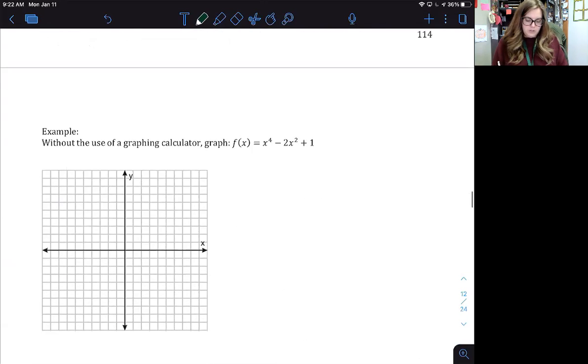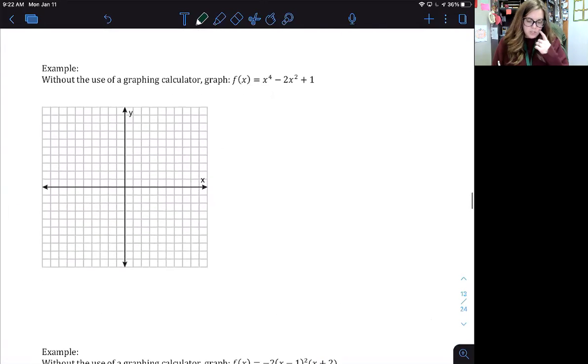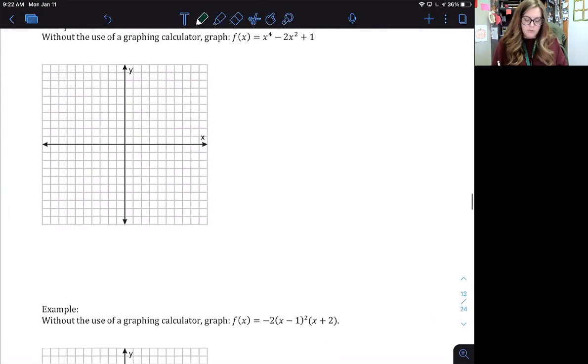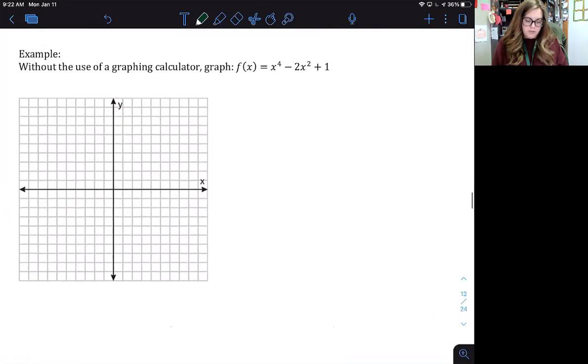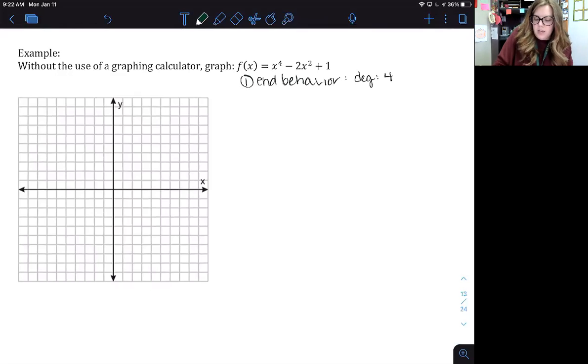All right. So we have two examples. And let's just do this. Let's do the first one. Okay. So without the use of a graphing calculator, graph the function x to the fourth minus 2x squared plus 1. So first things first, we want to look at our end behavior. So our degree is 4. And our a sub 4, or our leading coefficient, is 1. So our end behavior for even positive is up, up.